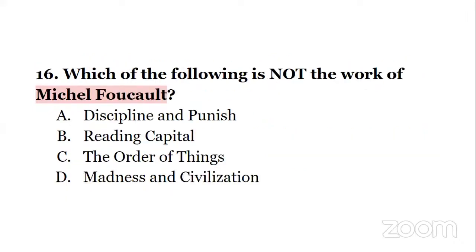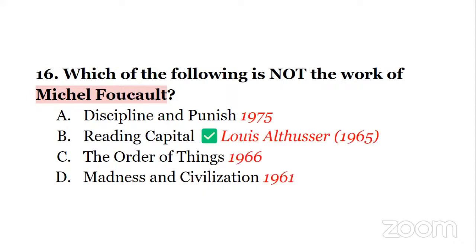Next question. Which of the following is not the work of Michel Foucault? Four works are given here, and you have to find the one not written by Foucault. The options are Discipline and Punish, Reading Capital, The Order of Things, and Madness and Civilization. Three of these are written by Foucault: Discipline and Punish, published in 1975; The Order of Things, published in 1966; Madness and Civilization, published in 1961. Reading Capital is written by Althusser and was published in 1965.